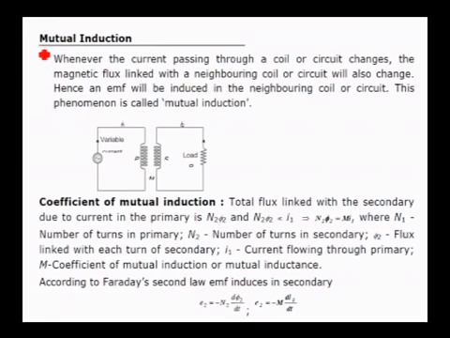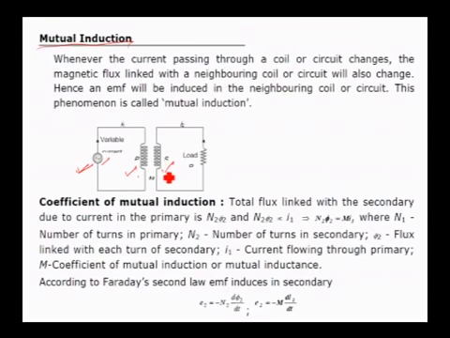We have one more concept similar to self-induction. The other concept is whenever the current passing through a coil or a circuit changes. Just look at the difference here. In the previous case, we had a coil connected to a battery, but here we have two coils. One is a primary coil, another one is a secondary coil. The primary coil is connected to an AC source. You know what an AC source is? It always generates voltage or current which varies periodically both in magnitude and direction.